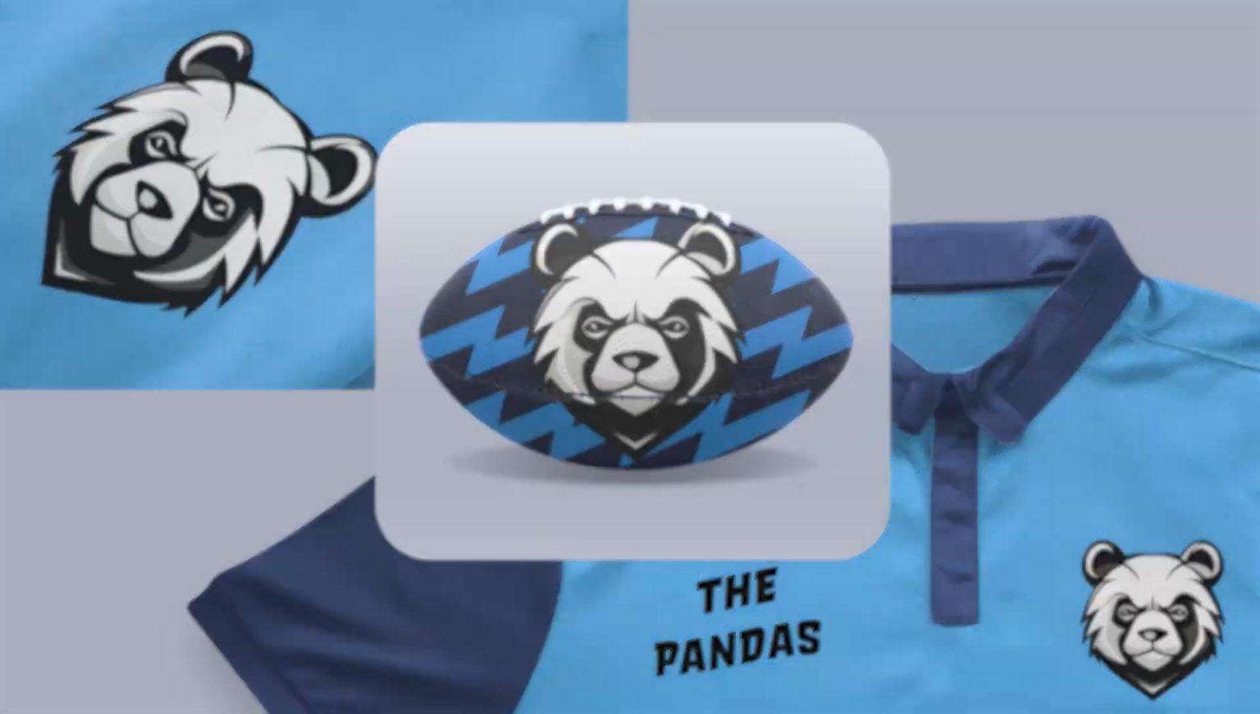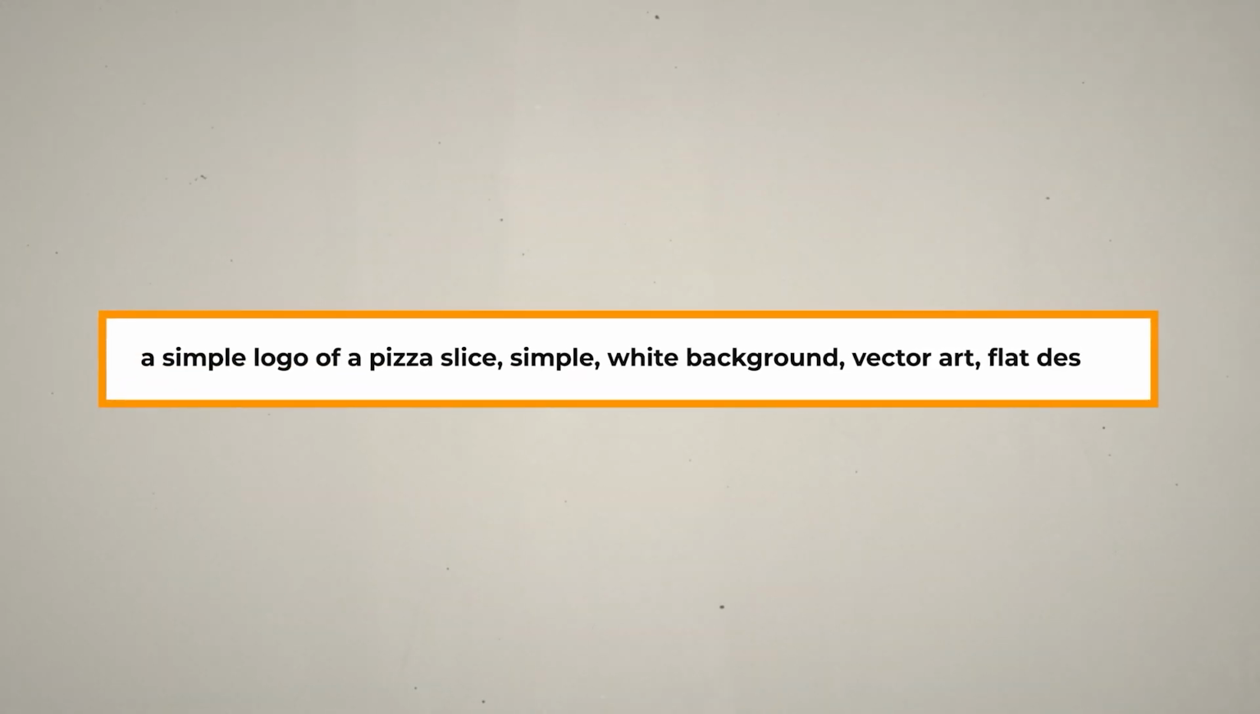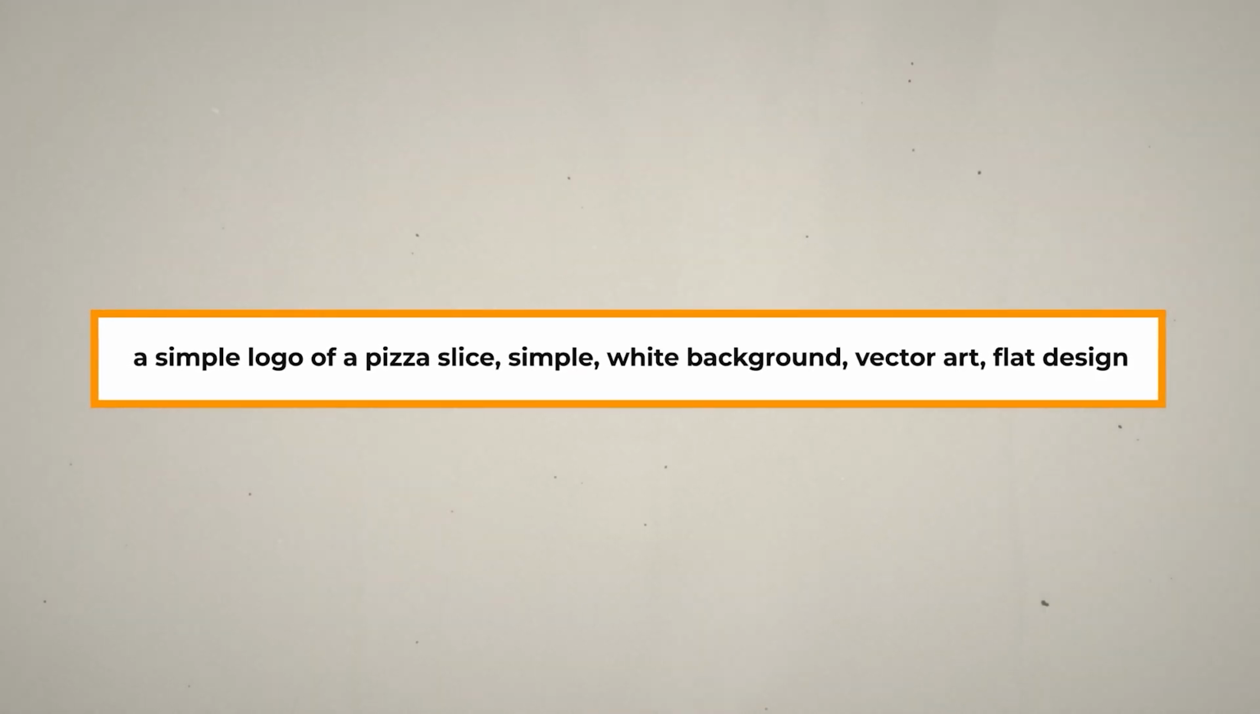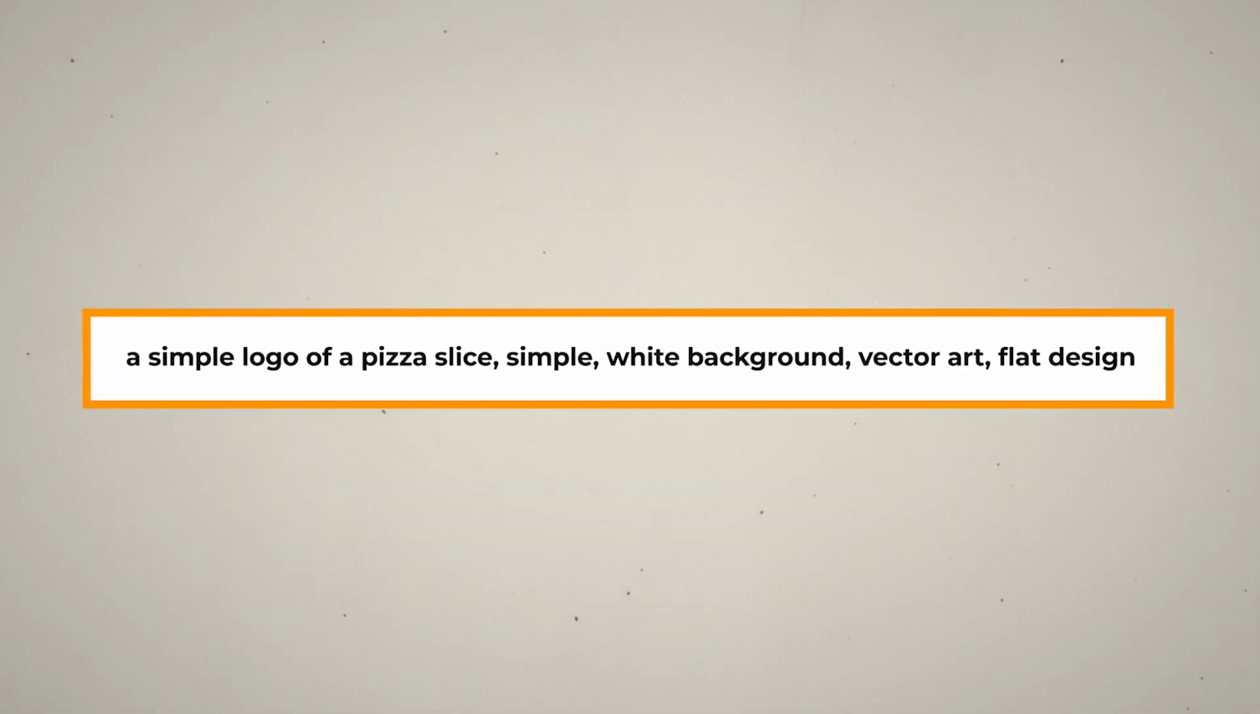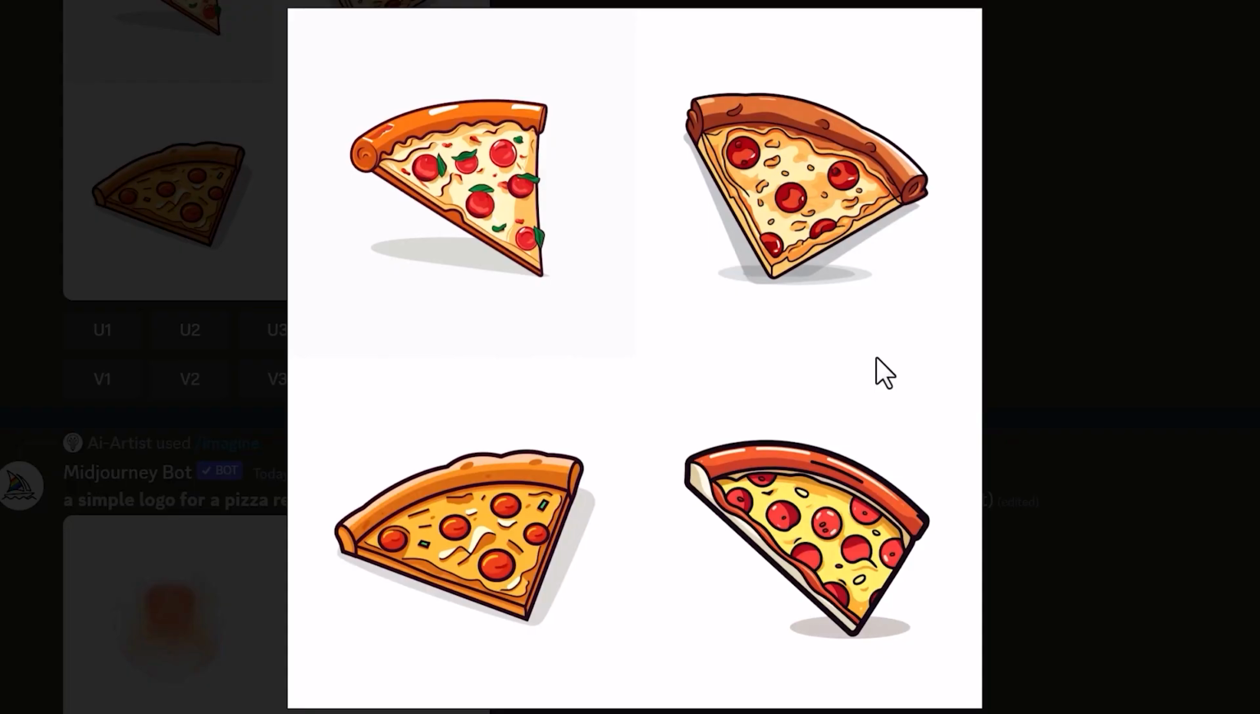Before we turn our logos into a vector, I just want to show you a few more logo examples. Now I'm going to try a logo for a pizza shop. Okay, so for this one I did a simple logo of a pizza slice, simple white background, vector art, flat design. And they look really good to use as a logo. Now you could easily take this and add the text of the name of the restaurant, say, and it would be a really good logo.